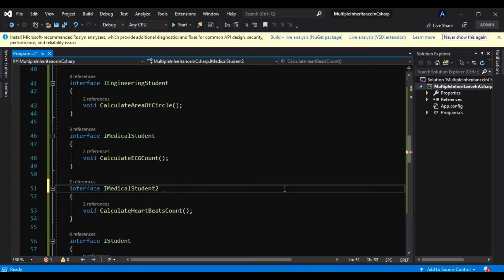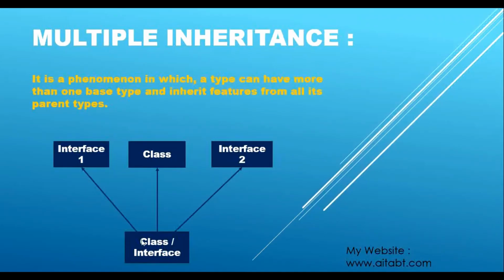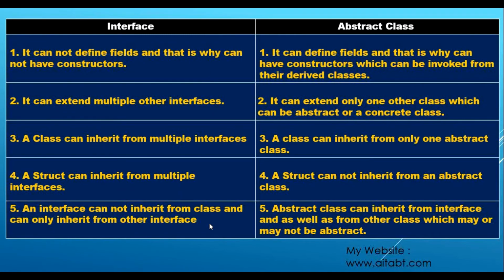So that's what I've told you in this diagram at the very first. Interface cannot inherit from a class, but an interface can inherit from more than two interfaces. And again, a class cannot inherit from more than one class, but it can inherit from more than two interfaces. And having said that, let's just directly see what are the differences between this interface and abstract class.